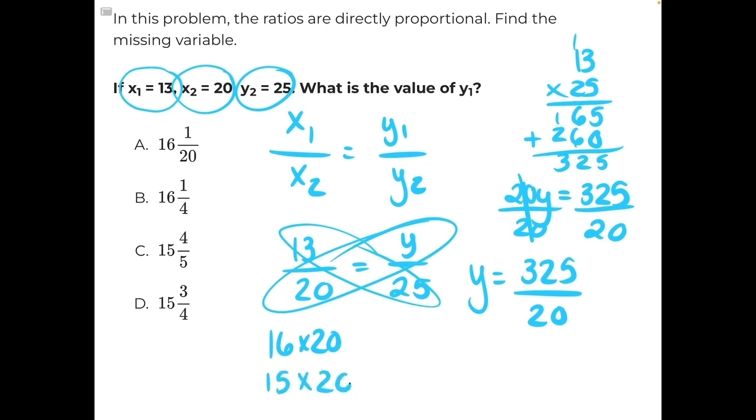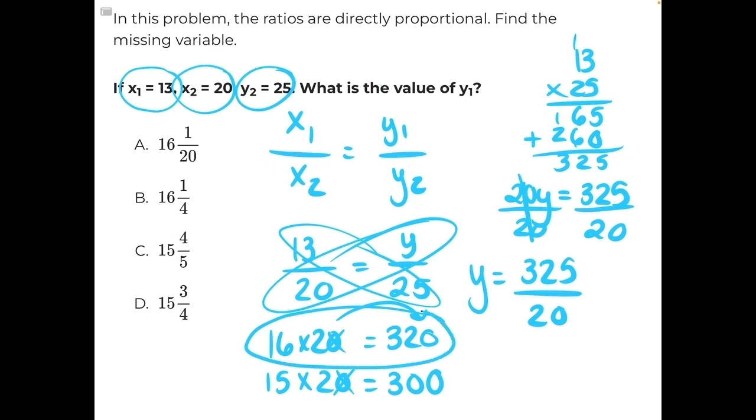And in both cases, we can use estimation to make this multiplication go by faster. If we ignore the zeros for a moment, I know 16 times 2 is 32, and 15 times 2 is 30. Then we can add those zeros back on and get 320 and 300. 16 gets us closest to 325 without going over, so that means one of the answer choices with 16 as the whole number is our correct answer, leaving us to eliminate answer choice C and D.